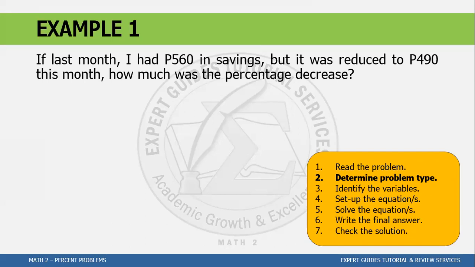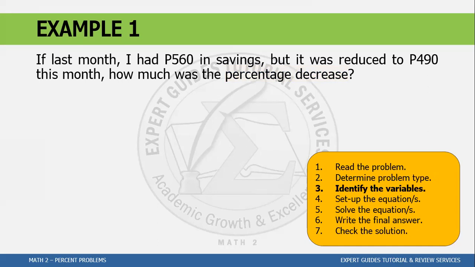So the first of which is to read the problem, which we just did. So the second step is to determine the problem type. Anong klaseng question yung sinasagot natin ngayon? Our clue in this case is the phrase percentage decrease. Since this is what you're trying to solve, you know that you have to use the formula from before when you're trying to measure percent of increase slash decrease.